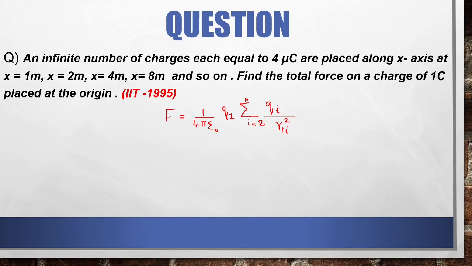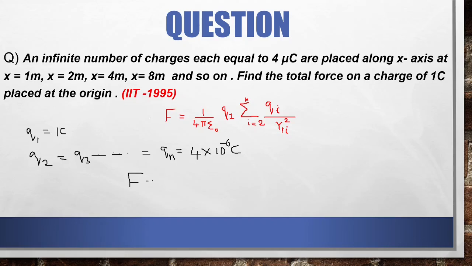So the equation for superposition is F is equal to 1 by 4 pi epsilon 0 Q1 summation of i equal to 2 to n Qi by R1i square. What is the value of Qi? It is given in the question. Q1 is equal to 1 coulomb. And all the charges present in the system have the same value, so you could write Q2 is equal to Q3 is equal to, like this, up to Qn is equal to 4 microcoulomb, that is 4 into 10 raised to minus 6 coulomb. Now let's put this value in the equation.